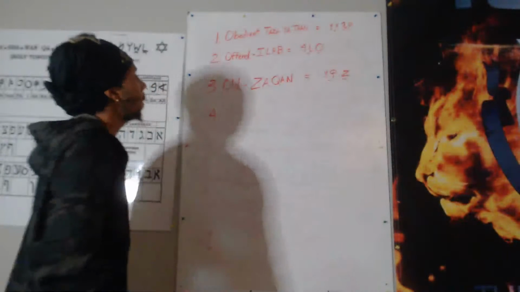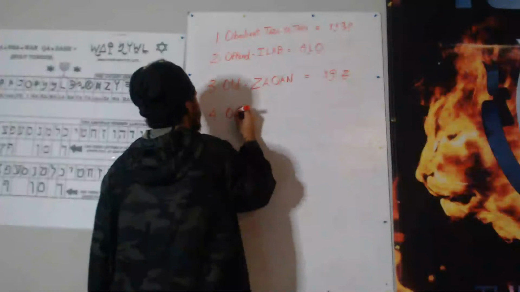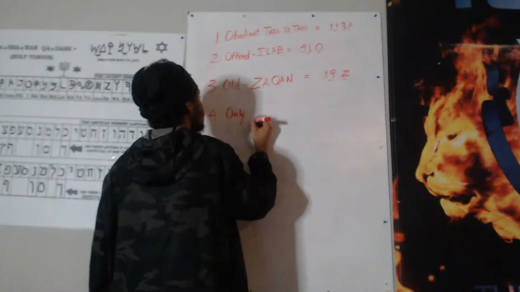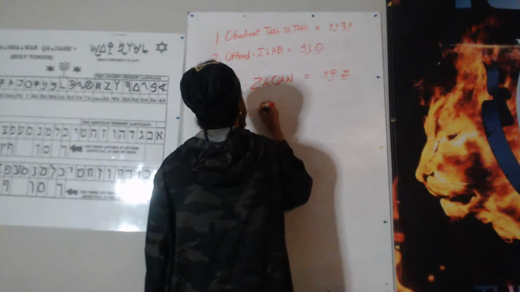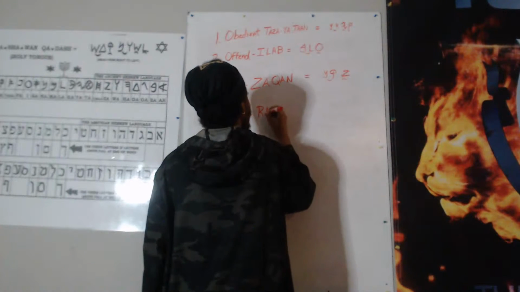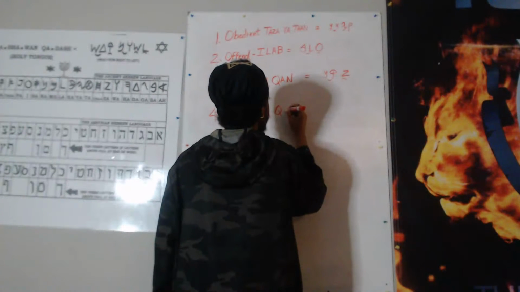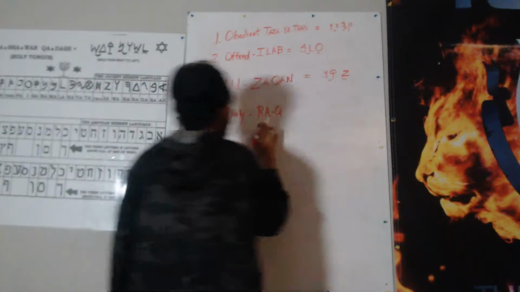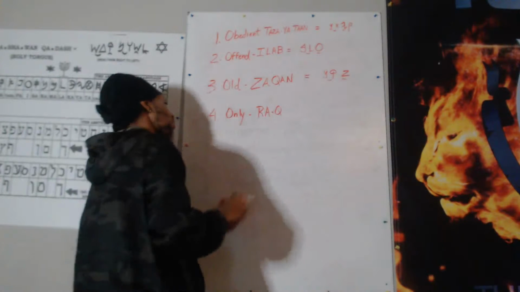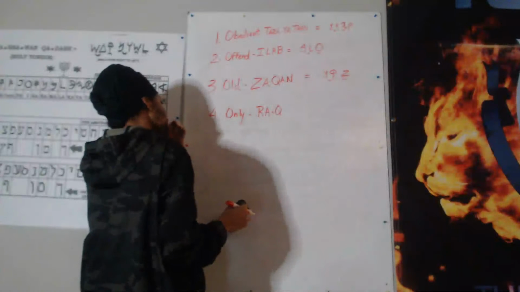Only. Okay, like this. Yeah. What's the Hebrew word? Rock. How do you spell it? R-A-Q. Is it Q-A? No, that's it. It's R-A-Q. Okay, sure. All right, I would still put it like that.